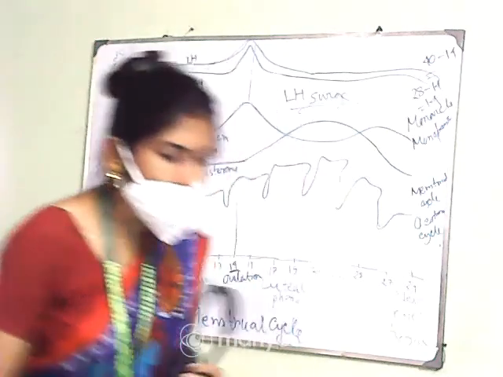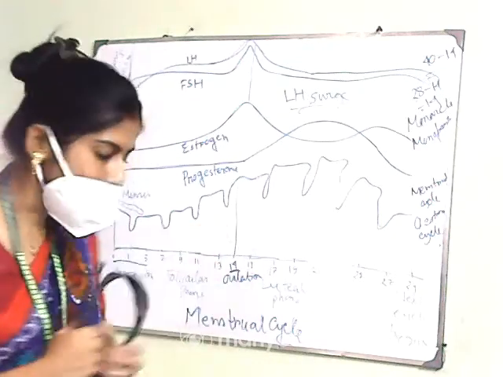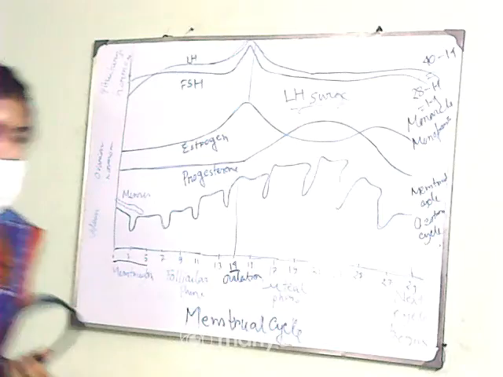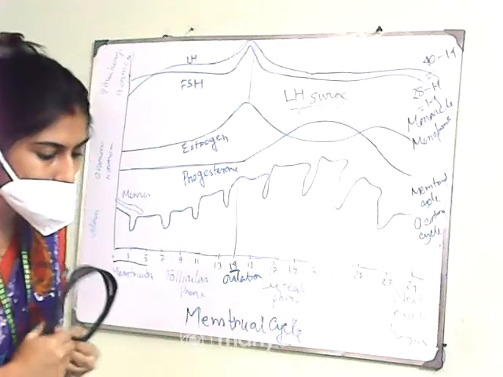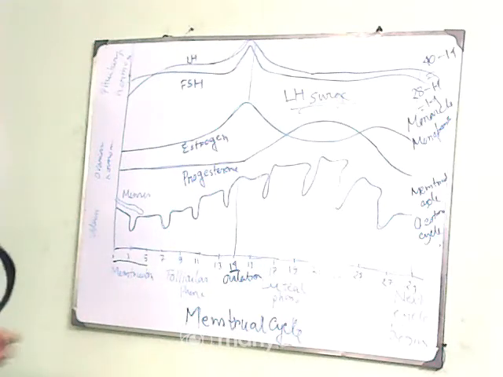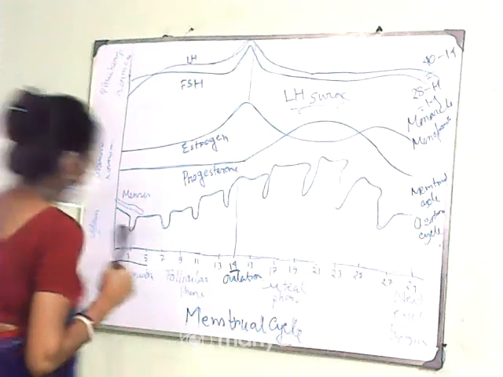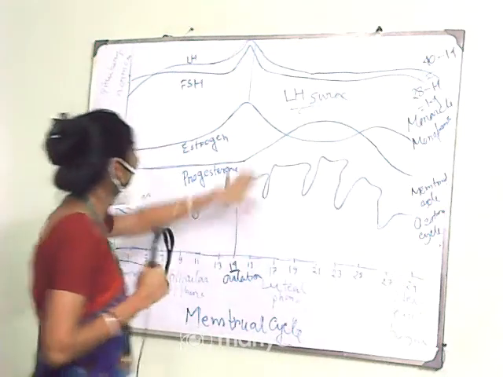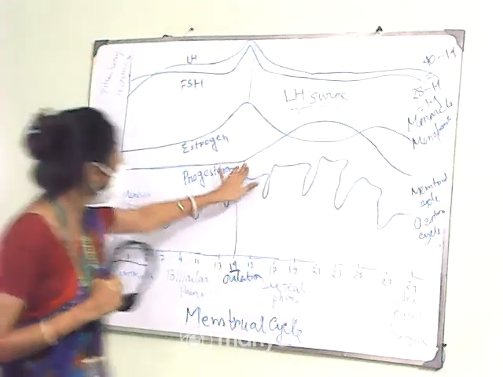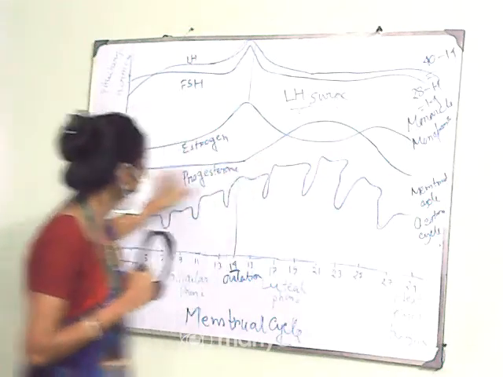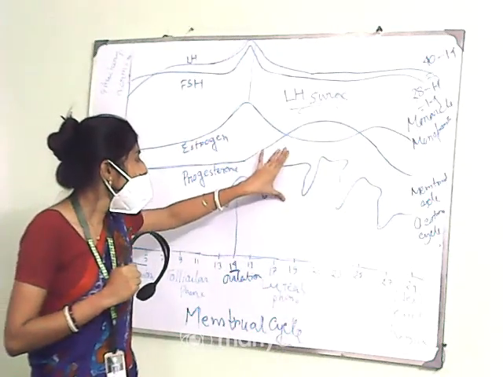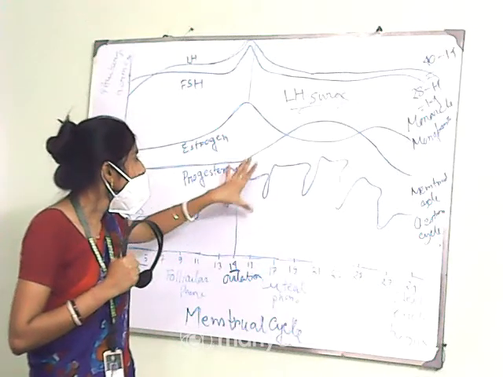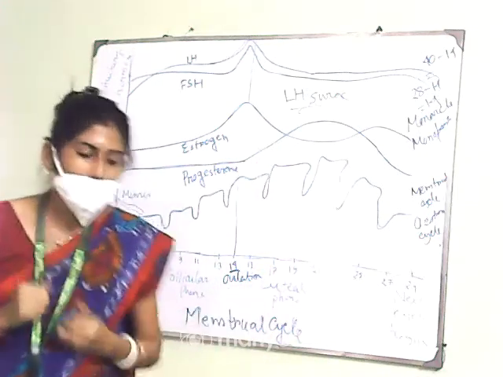Now this corpus luteum, in the luteal phase, secretes large amounts of progesterone, which is essential for the maintenance of the endometrium. So in the luteal phase, from the corpus luteum, another hormone called progesterone will be released. You can see that there is a high level of progesterone. Why? Because at that time the endometrium will regenerate fully and it is required for maintaining the wall of the regeneration.